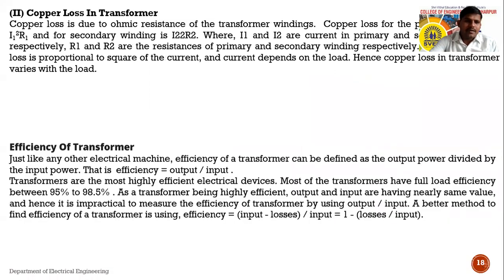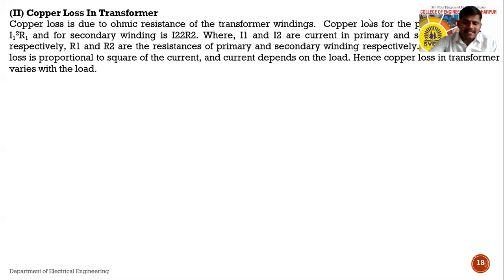Yes, sir. Okay, now see, the next type of loss is called a variable loss, or it is nothing but the copper loss. Do you know that the copper loss occurs due to ohmic resistance? If a resistive material is there, like a coil or a winding, it has some resistance, so some loss occurs due to that ohmic resistance. This loss is called copper loss.